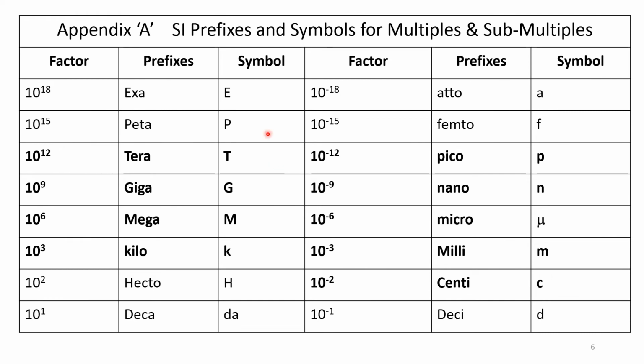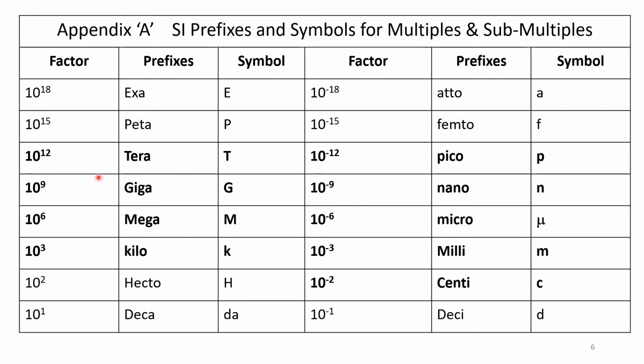Appendix A shows the SI prefixes and symbols for multiples and submultiples. Please see here, the factors range from 10 to the power of plus 18, that is exa, and the symbol is E. So different prefixes and symbols for multiples and submultiples are given.